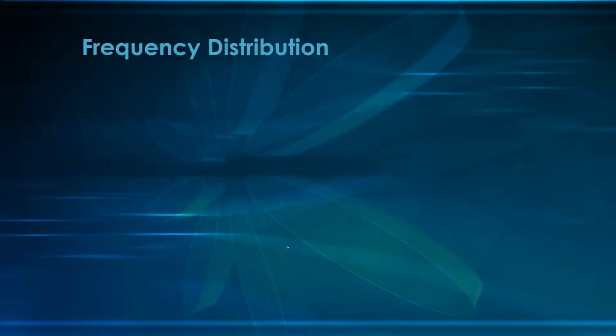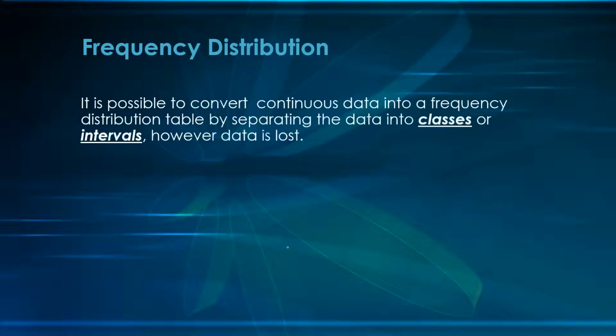So now that you understand what continuous data is, we can use continuous data and create frequency distribution tables to be able to understand and analyze the information better. To do this, however, would require us to break up the data into classes or intervals, but the data is lost once you do this, and you would see why later on.